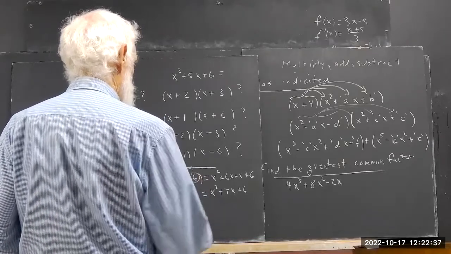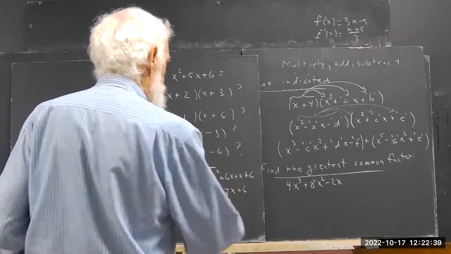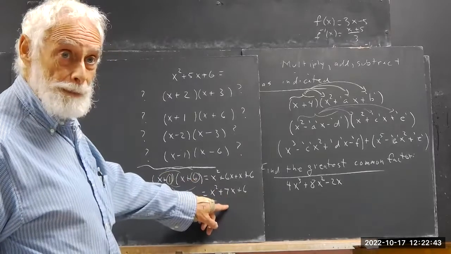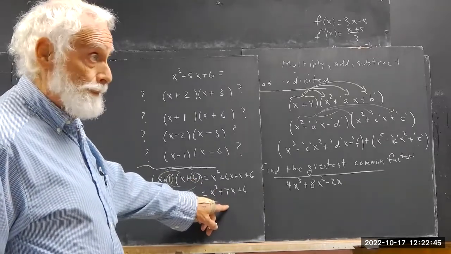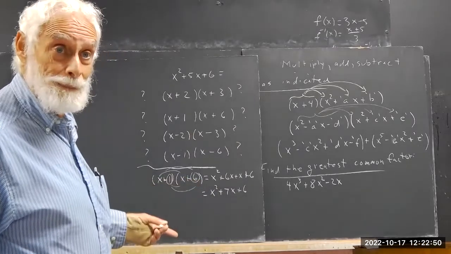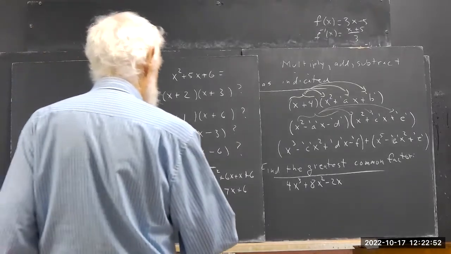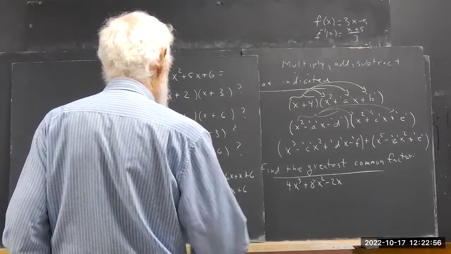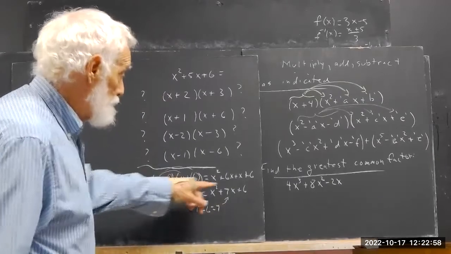About the 1 and the 6. Where does the 7 come from? The 1 and the 6 add up to 7. Why is that? Well, we have 1x and we have 6x, so we have 7x. And 1 times 6 gives us our 6.